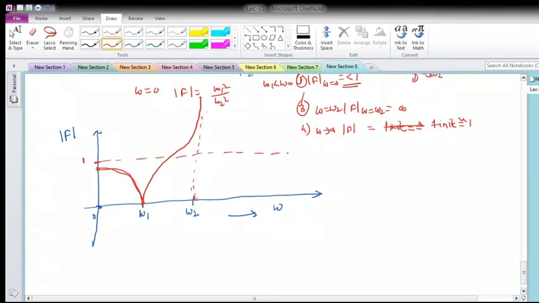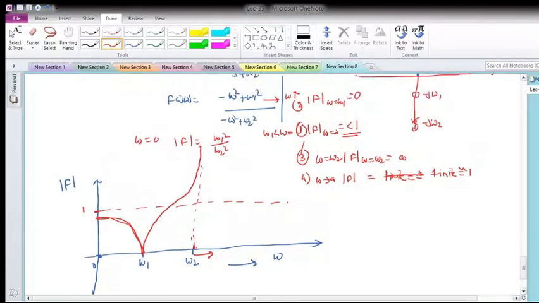What will happen after that? If omega crosses omega 2 and tends to infinity, the magnitude will again decrease and reach approximately 1 as omega tends to infinity. That way, this is the magnitude response.